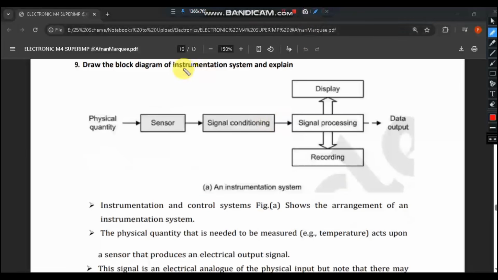Draw a block diagram of an instrumentation system and explain. So the physical quantity goes to the sensor, which senses it. Then the signal conditioning happens, the signal is conditioned, and then the processing happens. On both sides, the display and the recording happen, and then finally we get the data output.